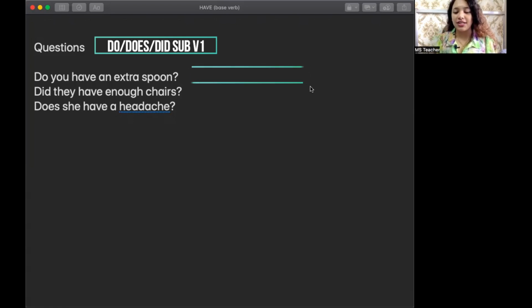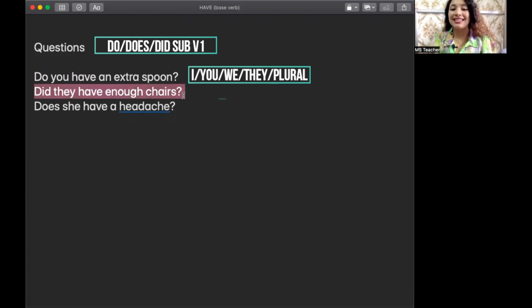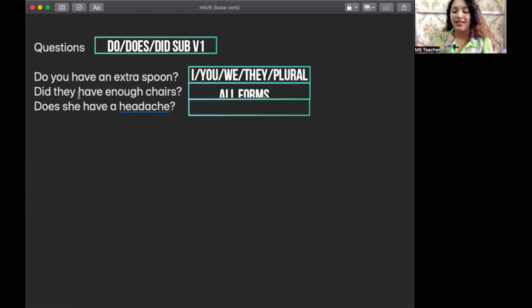When you ask questions, for do, you will use a plural subject here, but have will remain the same as base form because we are using do. For past sentences, we will represent it using did, but you can use either a singular or plural subject with did, so anything is fine. Then does, we're using does because it is singular. Does she have a headache? So that is how you're going to ask the question.